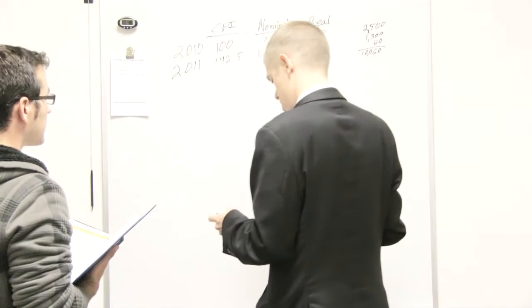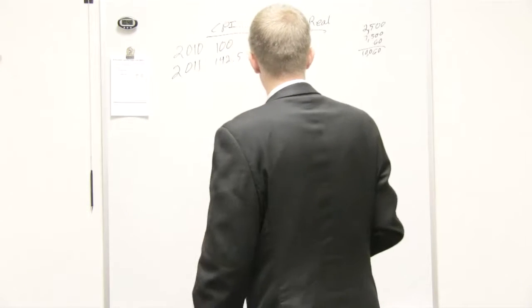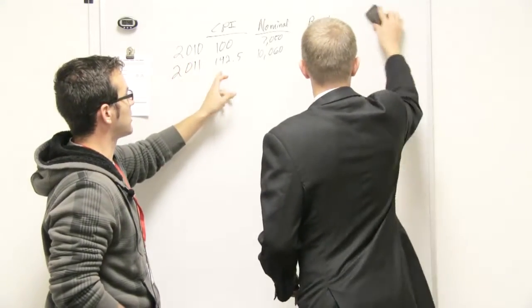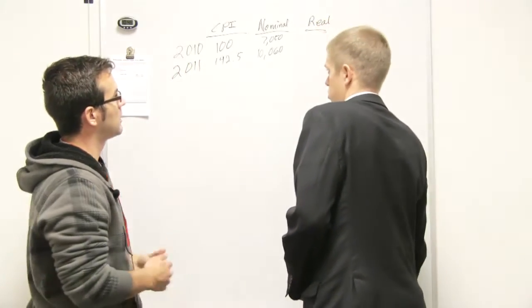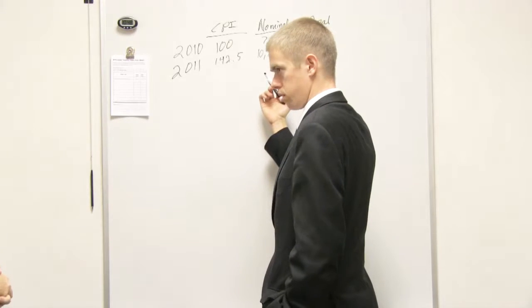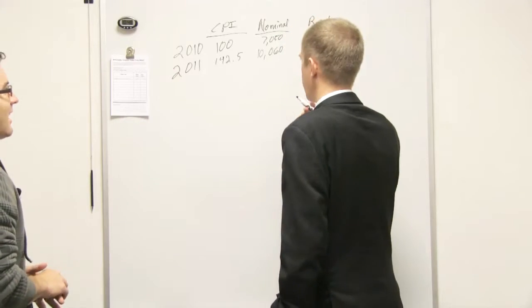Okay. So in this question, all it really asks for is the CPI, and then it asks you to say how much inflation is going on, right? So you could just say 42.5% inflation, which is a lot. Insanely high. That's not normal.